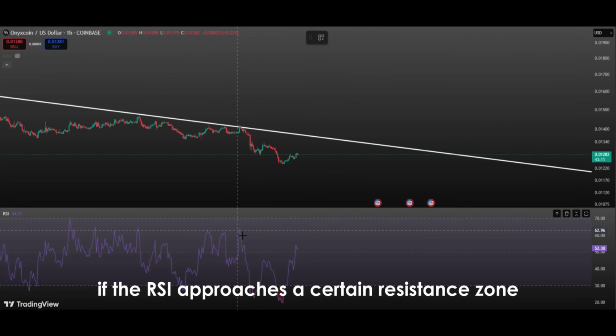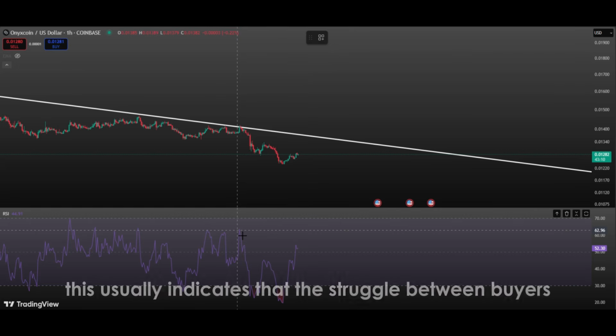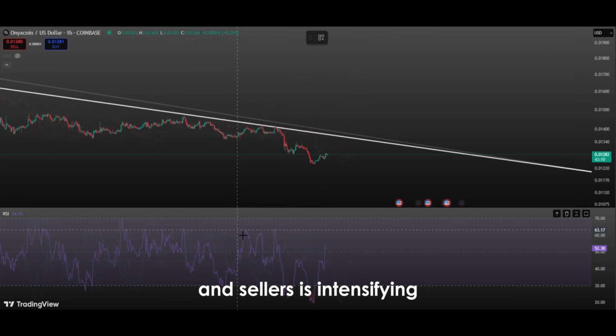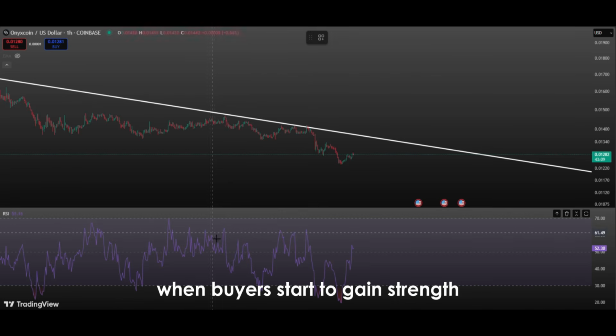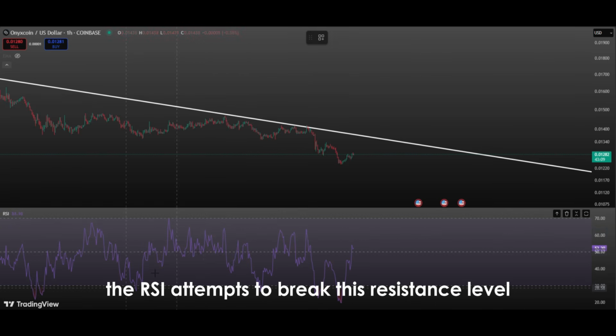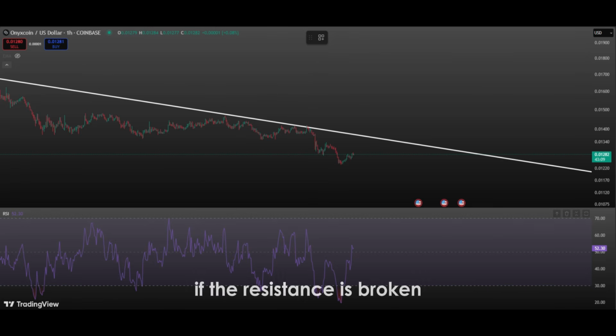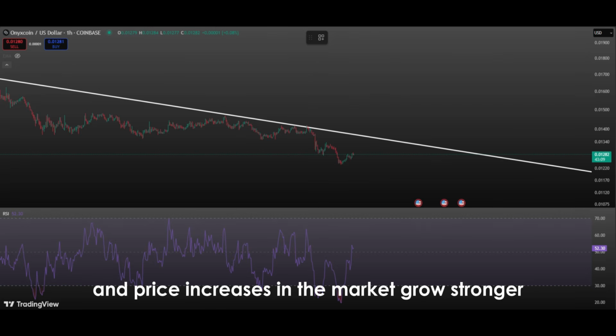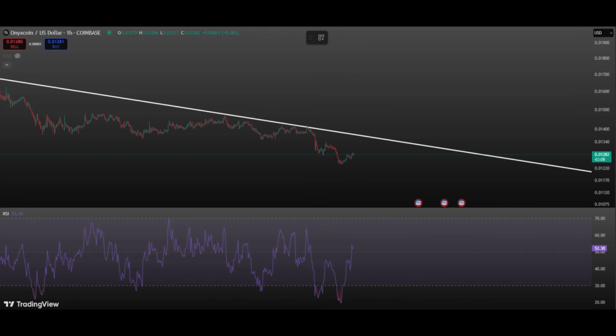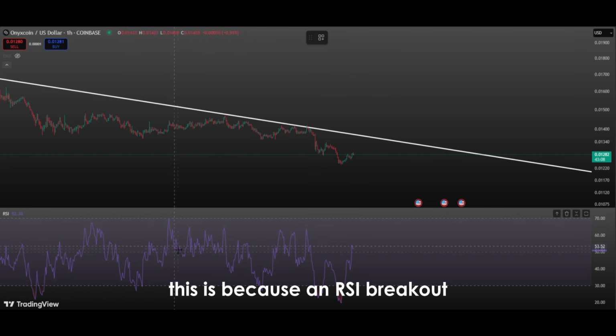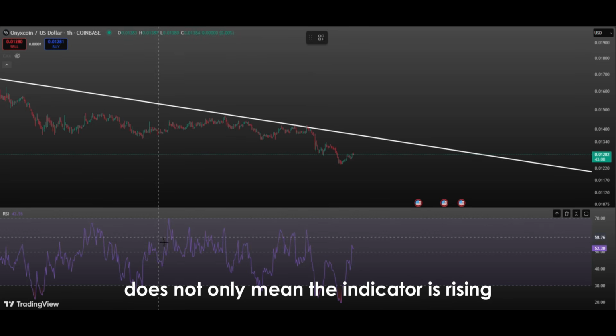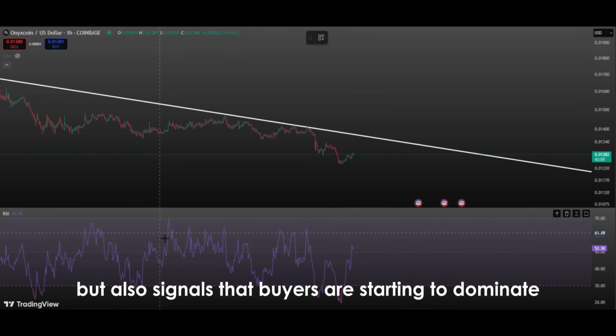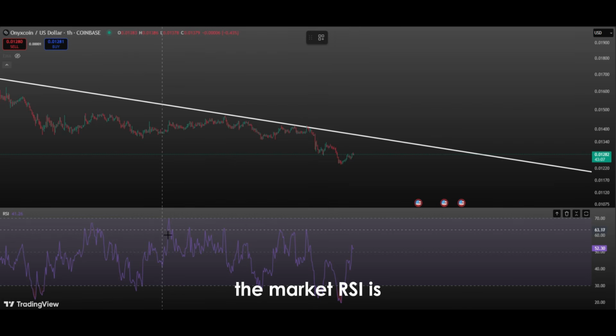If the RSI approaches a certain resistance zone, this usually indicates that the struggle between buyers and sellers is intensifying. When buyers start to gain strength, the RSI attempts to break this resistance level. If the resistance is broken, expectations for new momentum and price increases in the market grow stronger. This is because an RSI breakout does not only mean the indicator is rising, but also signals that buyers are starting to dominate the market.